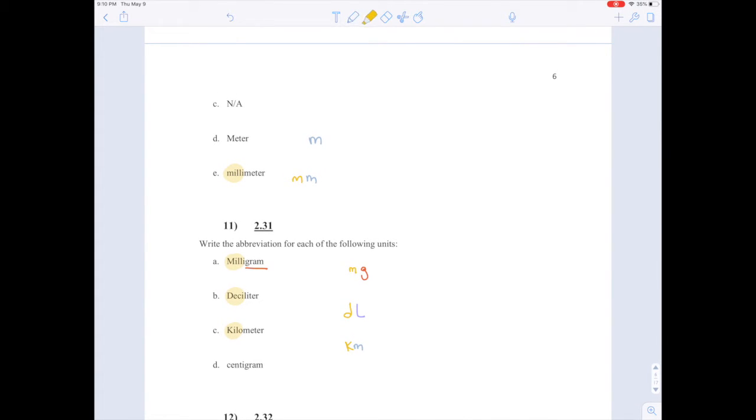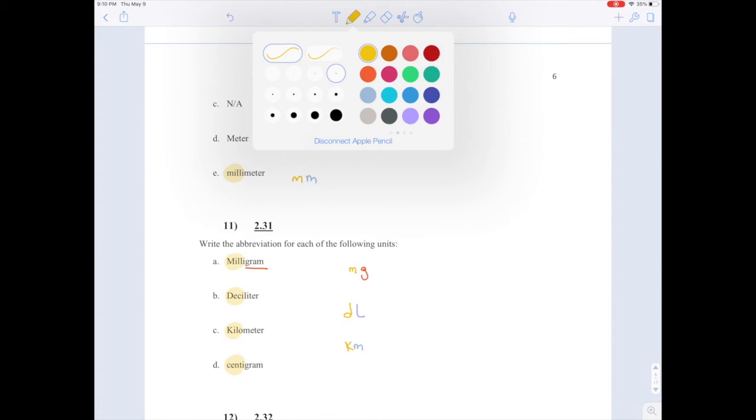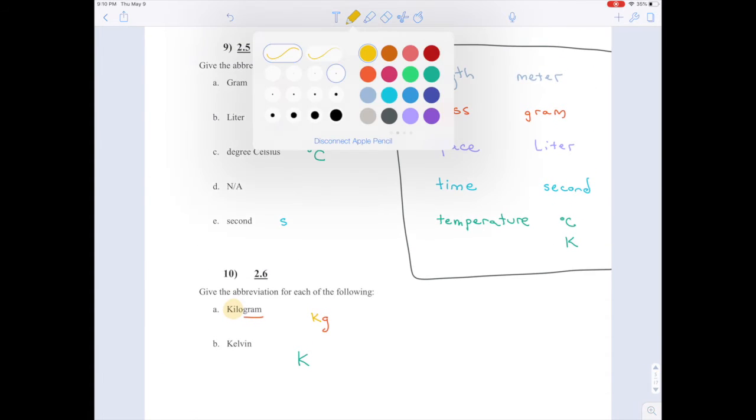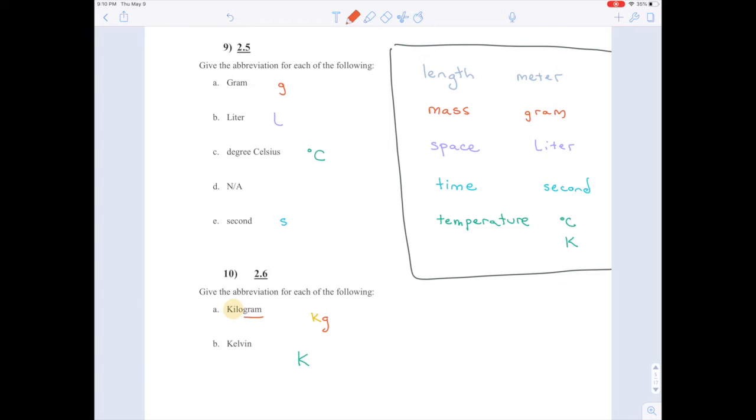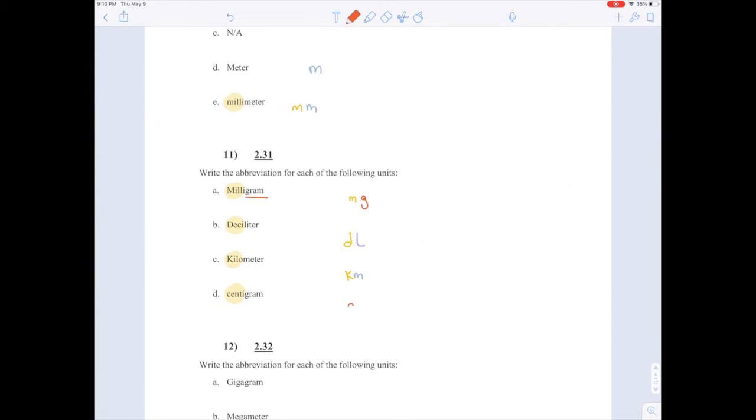Then D, centigrams. So centi here is going to be our prefix. We recognize grams as one of those base units, specifically the base unit for mass. So we can write gram, and we know the abbreviation for gram is just that lowercase g, and centi is 100th. The prefix for centi is lowercase c. So a centigram is 100th of a gram. There are 100 centigrams in 1 gram. And so that would be lowercase c, lowercase g.